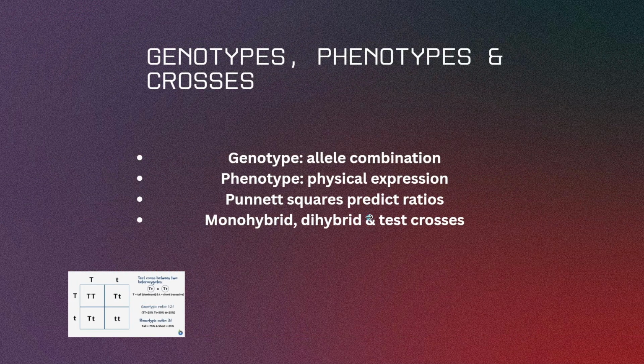So genotypes, phenotypes, and crosses. Genotype is an allele combination like BB, RR, or YY. Phenotype is a physical expression. Punnett squares predict probability, not certainty. So you should know monohybrid crosses, dihybrid crosses, and test crosses.